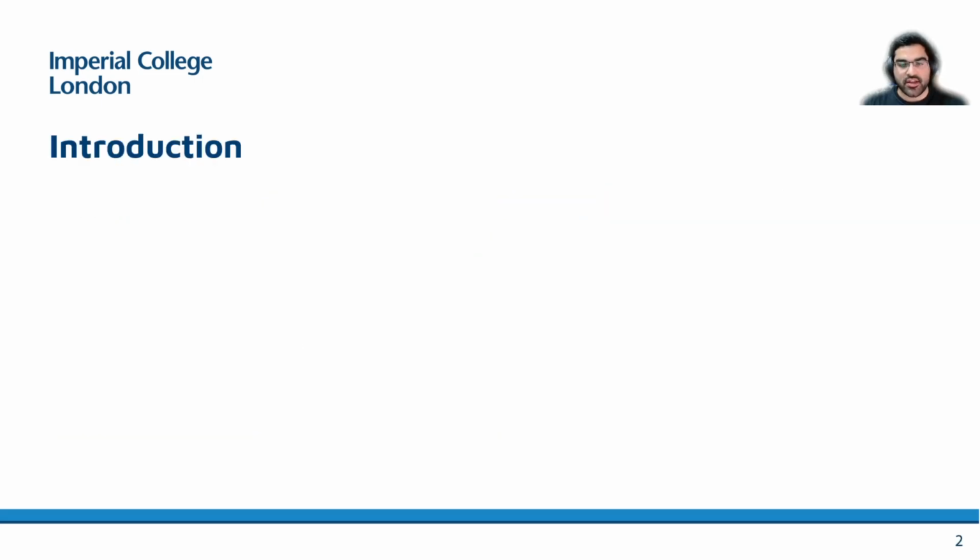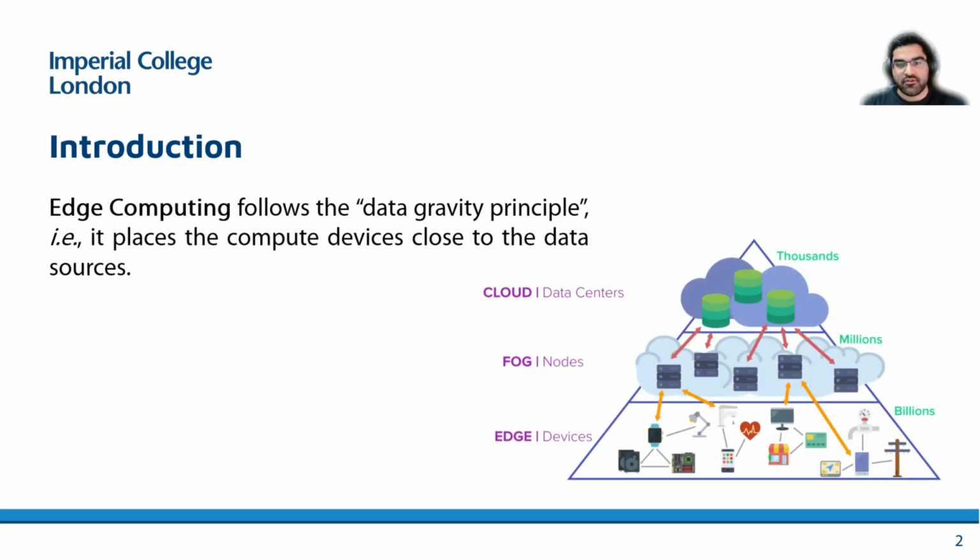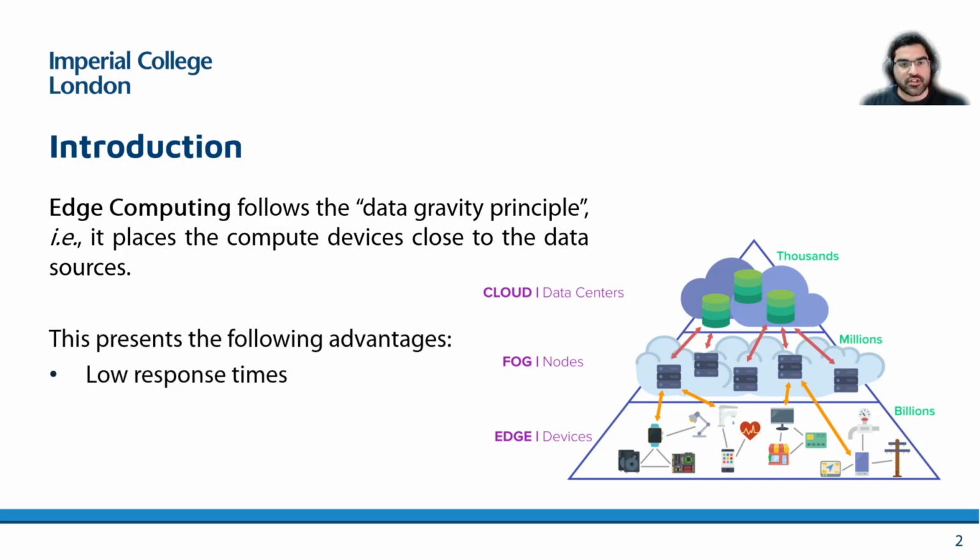So we all know that in recent years, the computation paradigms have shifted from cloud backends to edge devices. Edge computing follows the data gravity principle, wherein we move the computational devices close to the end users, giving a multitude of benefits. First, it offers low response times, possibly in milliseconds, crucial for time-critical applications.